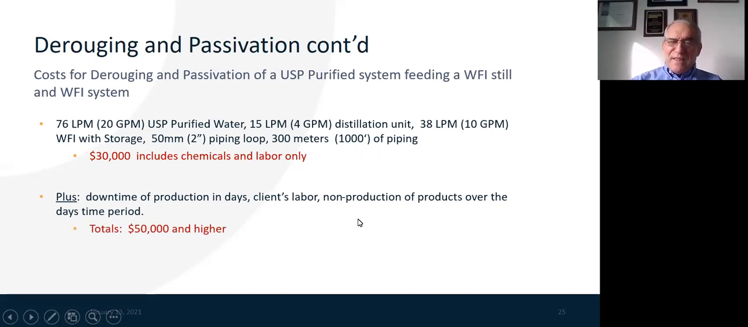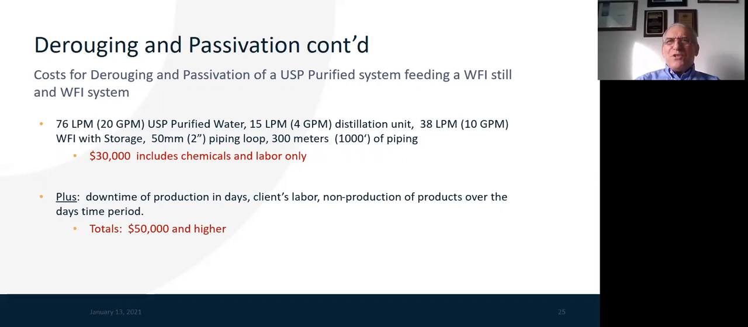Here showing only $50,000. If we look at a normal, fairly decent sized production facility running vapor compression distillation units at 3,000 gallons per hour, as an example, feeding a couple of loops, that particular type of system will cost about $275,000, almost $300,000 per administration for derouging and passivation, etc. So these numbers can get very, very large, very, very rapidly.